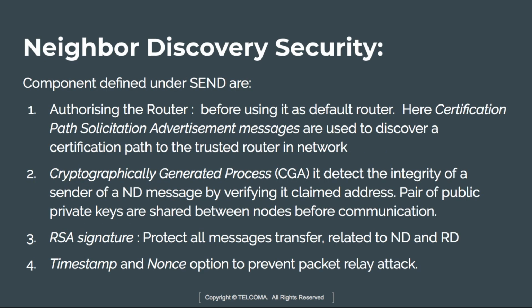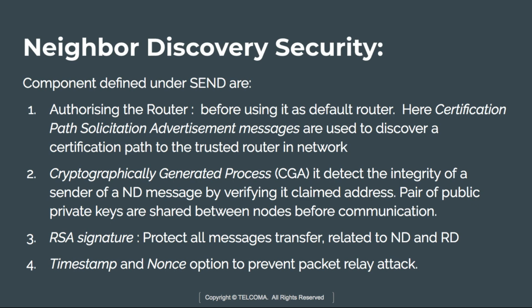The components defined under the SEND working group are, first, authorizing the router. Before using it as a default router, we first authorize it, checking whether it is an authorized router or not. Certification path solicitation and advertisement messages are used to discover the certification path to the trusted router in the network. These certification paths are used to find the trusted, certified, authorized routers in the network. Next is the cryptographically generated address process, that is CGA.